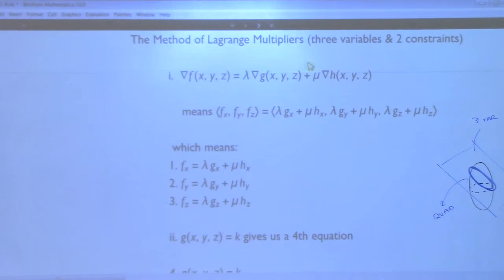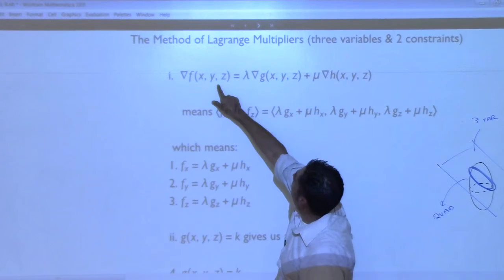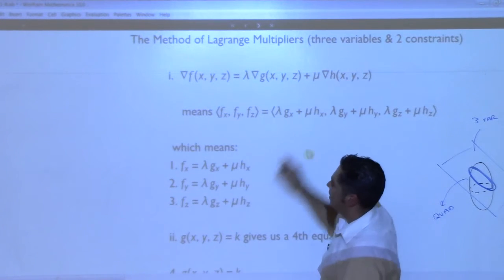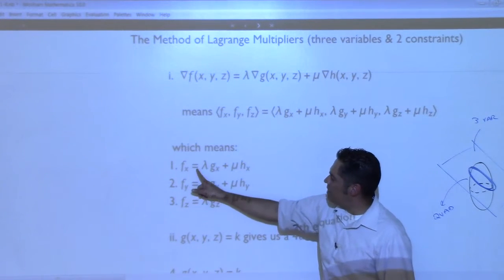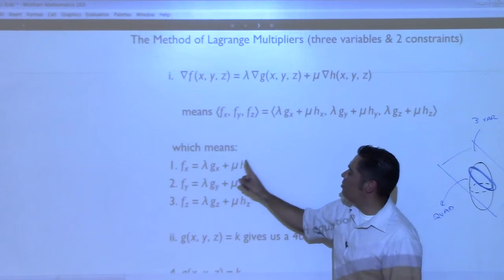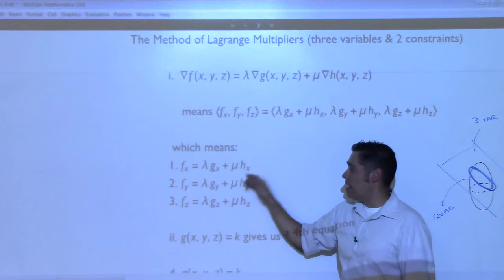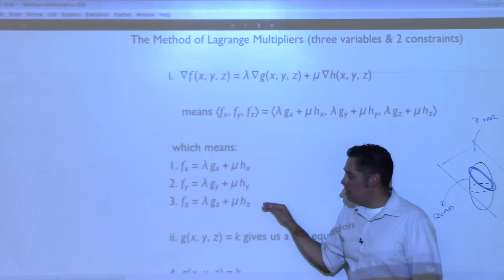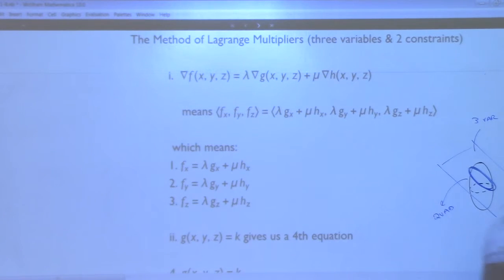So just to be clear, when we say the gradient of f has to be equal to this, it means partial of f with respect to x has to be lambda partial of g with respect to x plus mu partial of h with respect to x, and then we do that for each partial. And then we have our two constraints. We do an example, all right? You'll kind of see it.